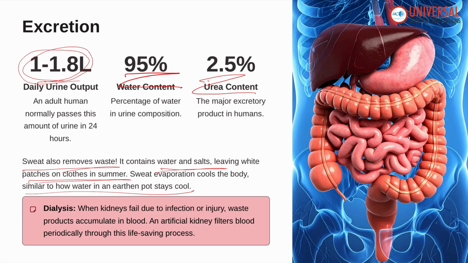Sometimes the kidneys fail to do their function due to some injury or infection. When the kidneys cannot filter blood, the toxins accumulate rapidly. In these cases, the patient needs dialysis. They need to undergo dialysis where an artificial machine filters the blood. This is a life-saving procedure.